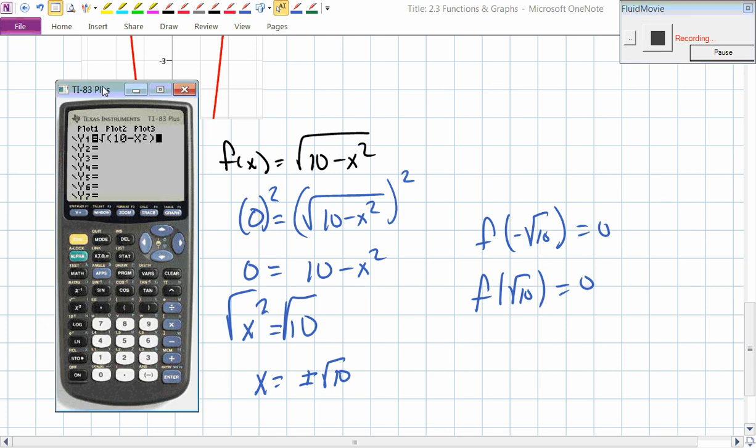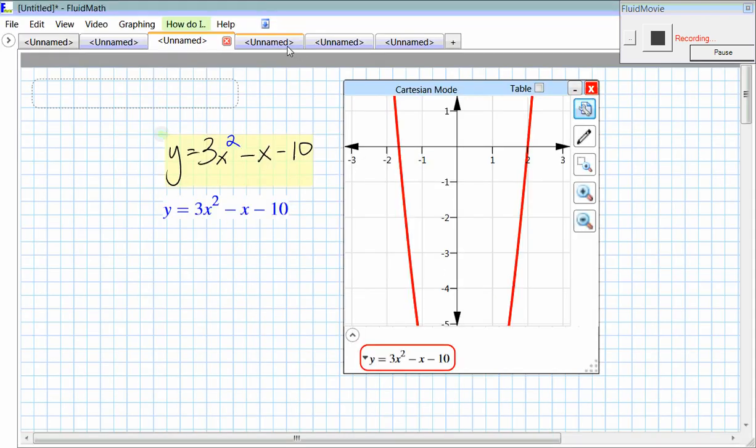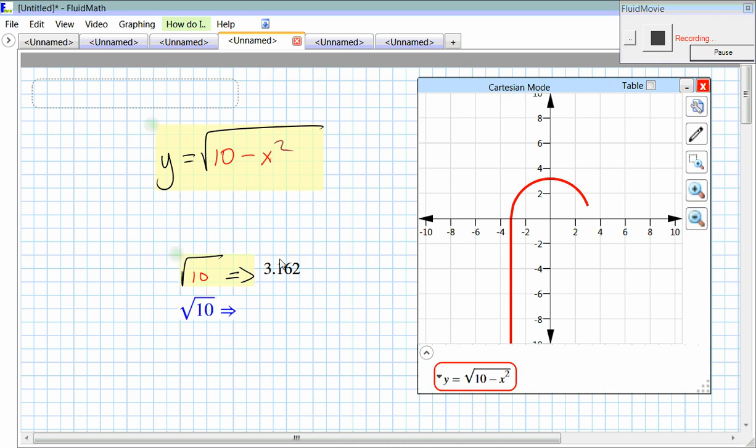Okay. I didn't have to put the right bracket. Yeah, sometimes you have to do that. So, there we go. So we're getting this sort of umbrella shape thing, right? And if we actually examine this a little bit closer, for the square root of 10, the square root of 10 is about 3.162.